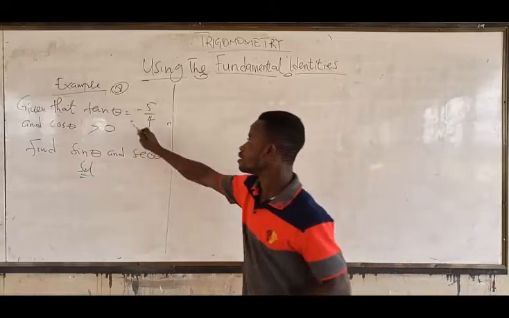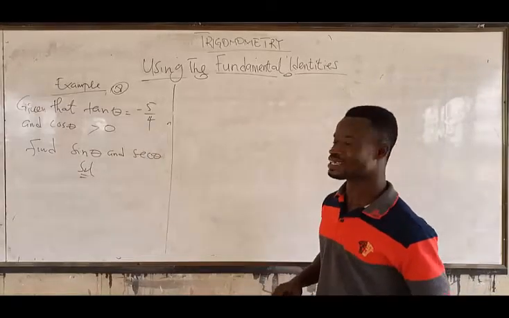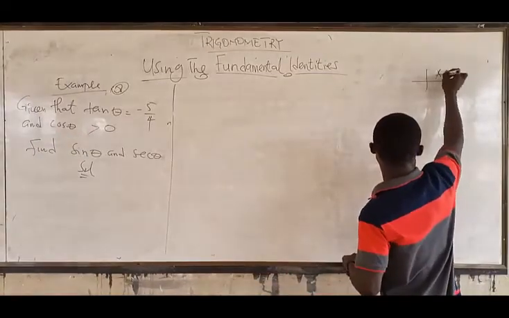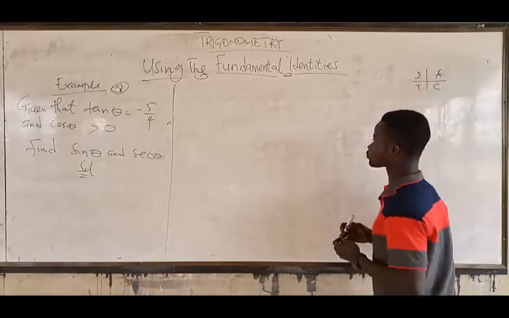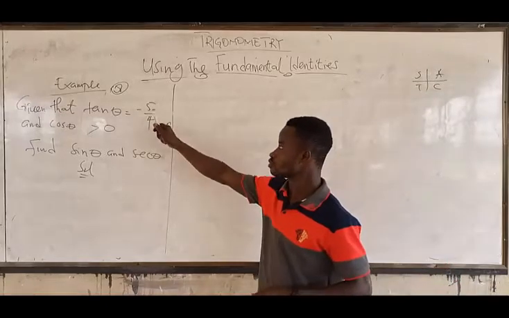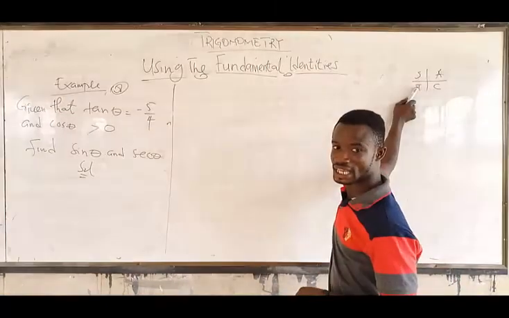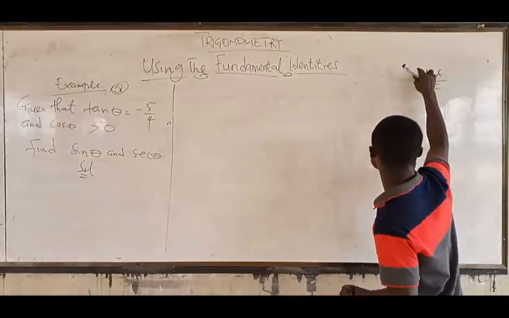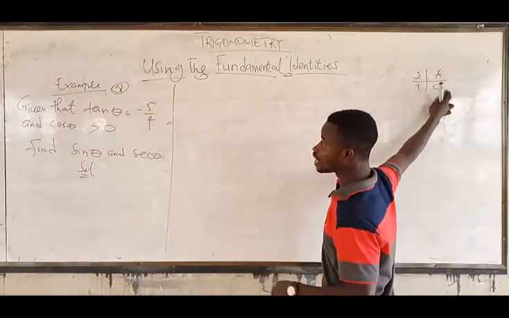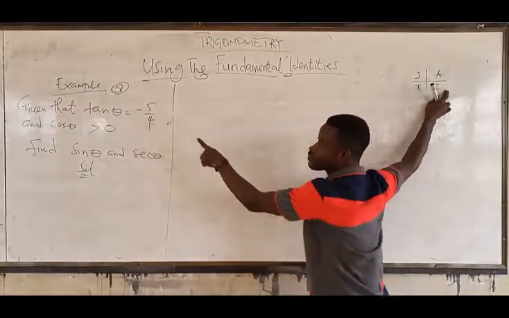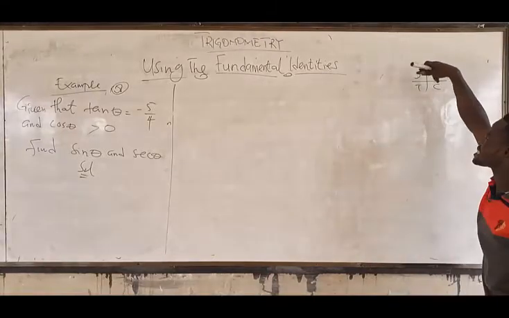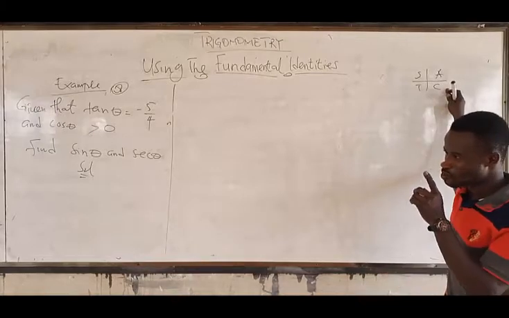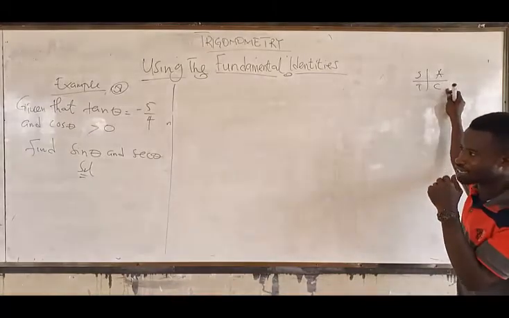Now watch. Tan given in the question is negative. Very good. All Students Take Calculus. So tan is positive here and positive here, but negative here and negative here. So for tan to be negative means that it can be the second quadrant or the fourth quadrant. But that alone doesn't settle the case.